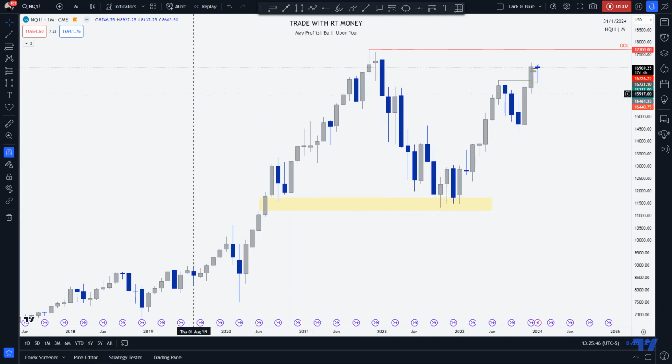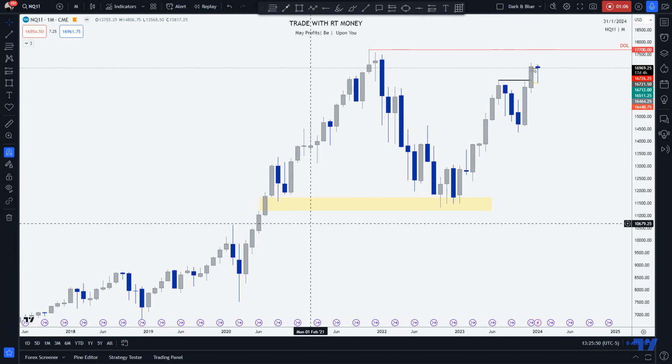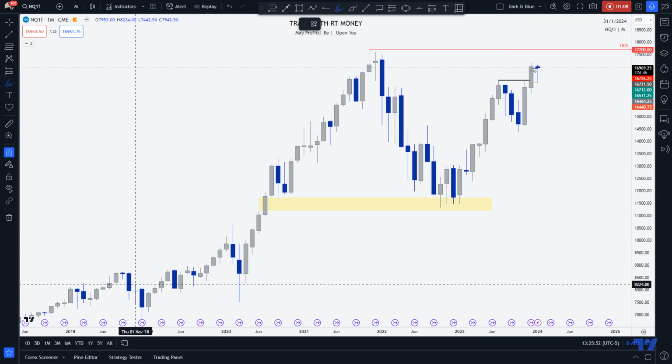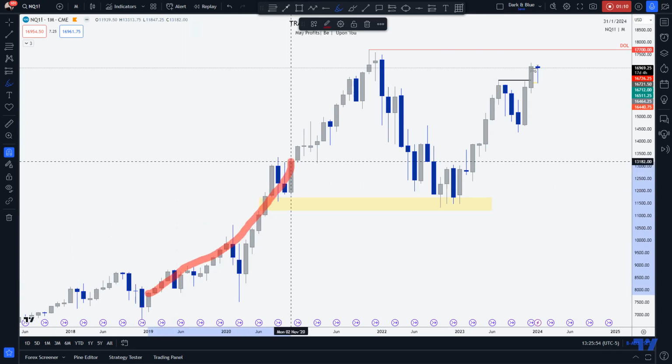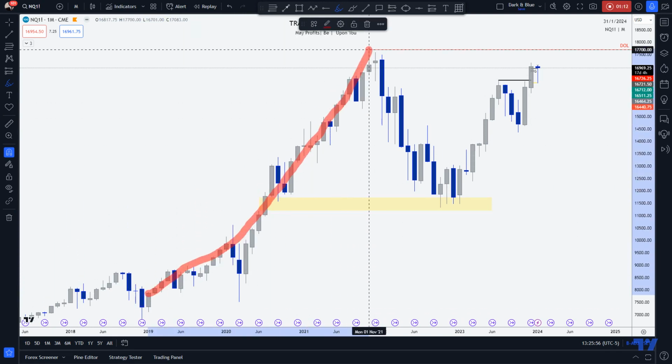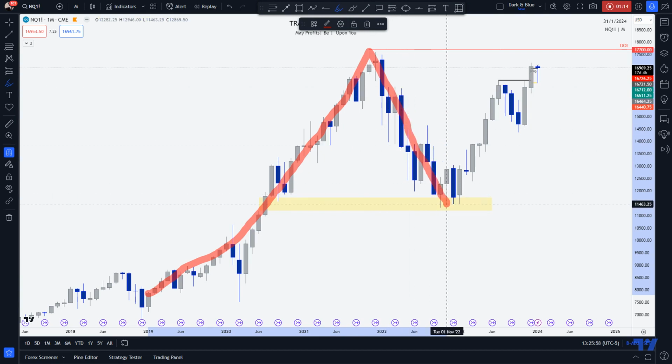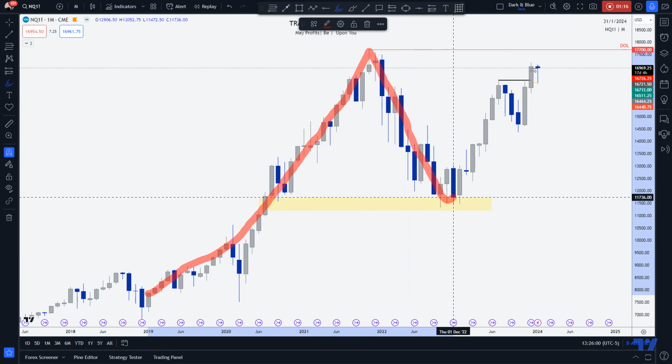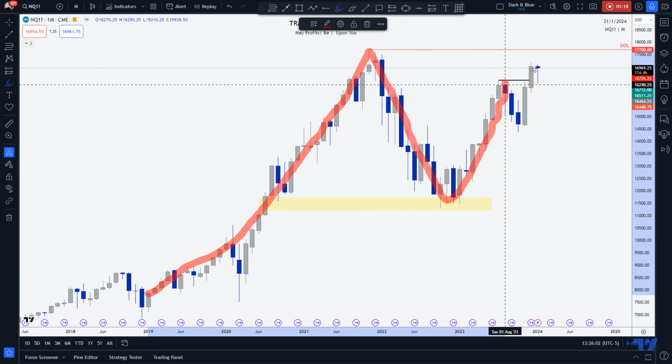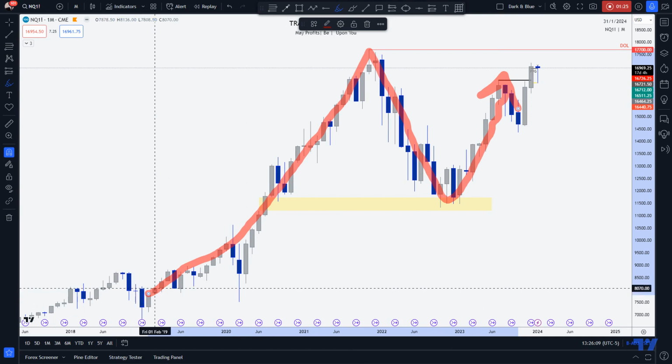So taking a look at NQ, we're going to start with the monthly. What I want you to notice is this rate of the market, this impulse, this retracement, and then the new impulse. What is price doing? Price is seeking liquidity. That's what moves the markets.